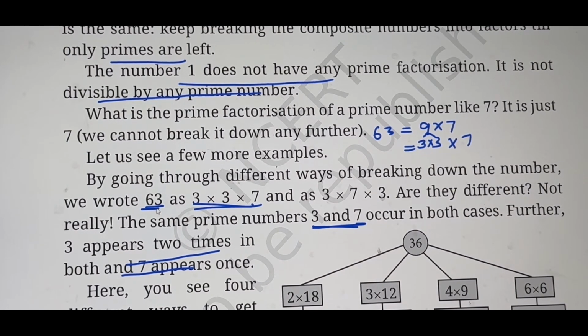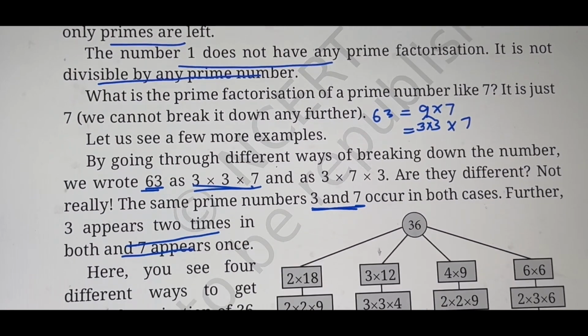So you can write 63 as 3 into 3 into 7 or 3 into 7 into 3. Both mean the same. But 3 and 7 both should be there and all numbers should be prime numbers. Not a single number should be a composite number. Then it is prime factorization. Right? Now we will understand it through the example of 36 which is given further.